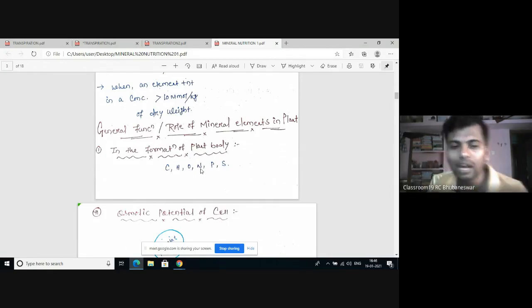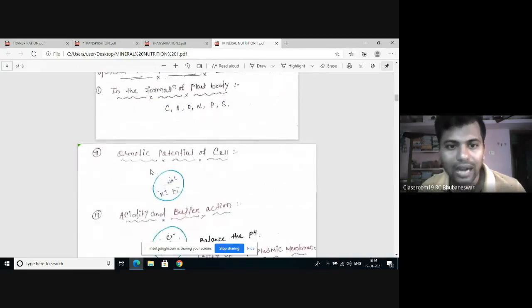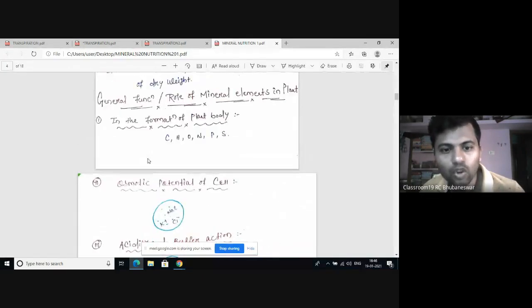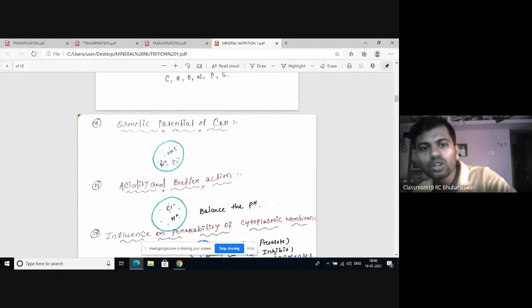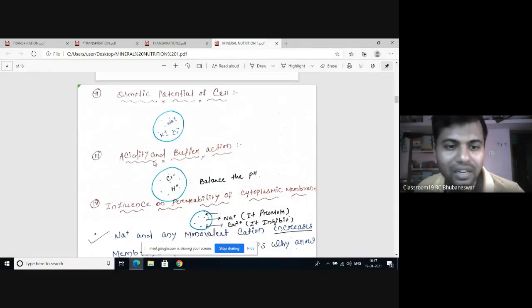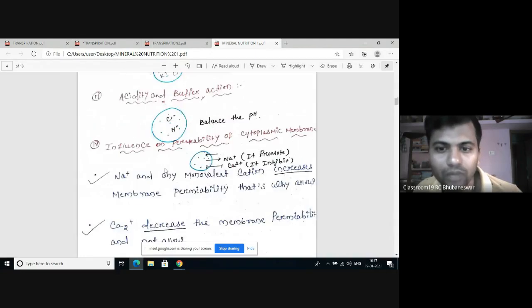CHONP: carbon, hydrogen, oxygen, nitrogen, and phosphorus. And then the second role is the osmotic potential of the cell. The plant cell can absorb water when the cell has high OP, high salt. So these particular minerals are responsible for maintaining high OP. Then some minerals also maintain acidity and buffer action of the cell. Especially elements like sodium and calcium influence cell membrane permeability. Sodium promotes and calcium inhibits permeability.